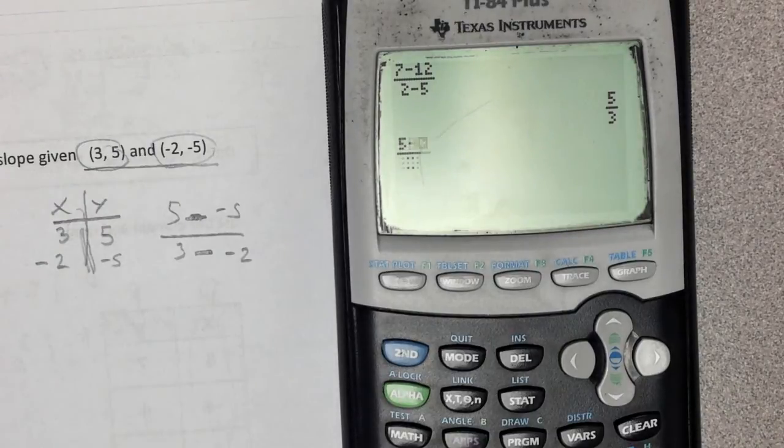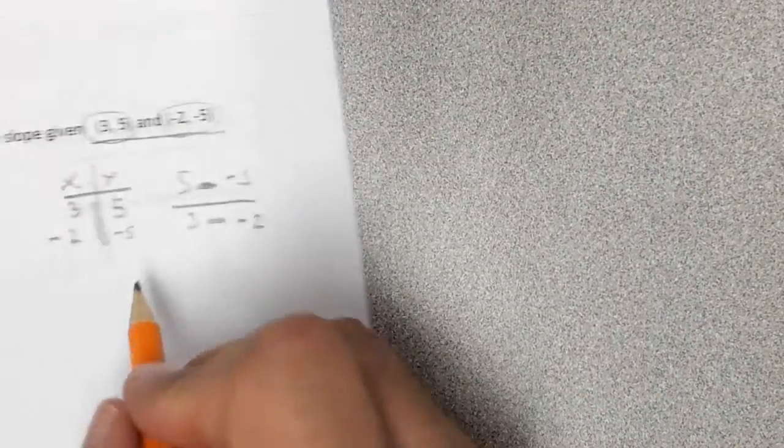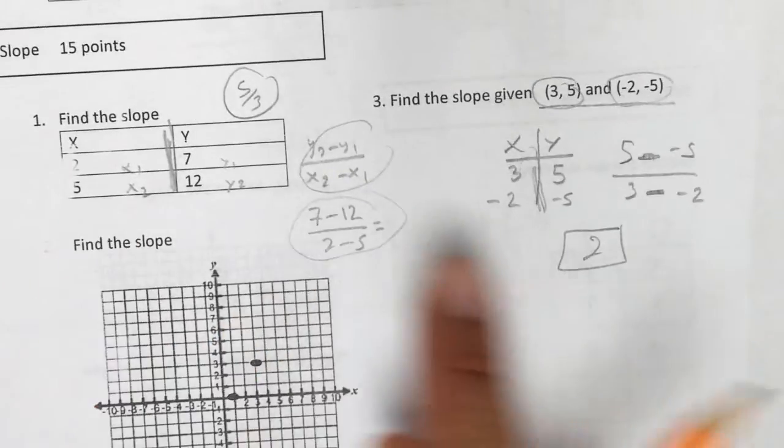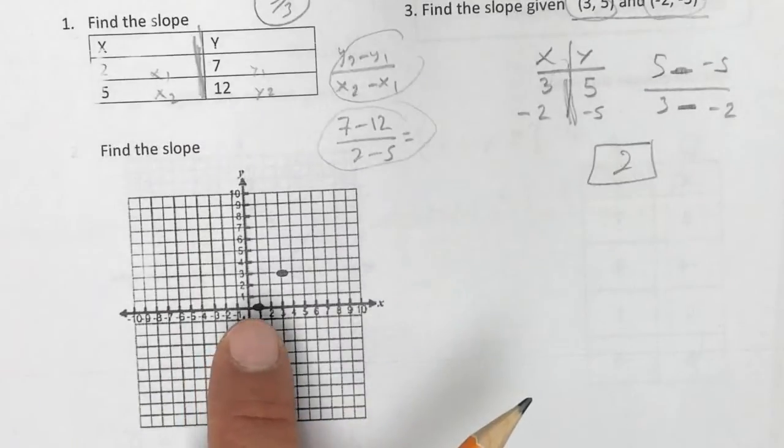We have 5 minus negative 5, and 3 minus negative 2. The slope here is 2. So you've had to find the slope here, you have to find the slope here, and now they're going to ask you to find the slope here.